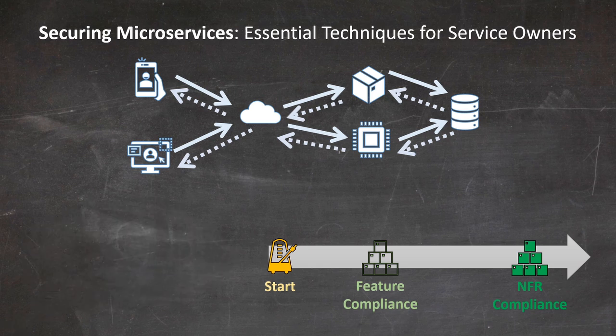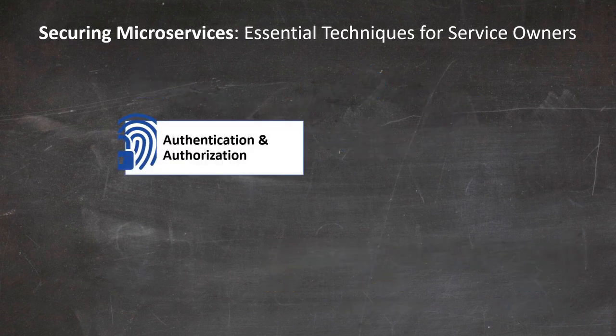In the next few minutes, we'll embark on a comprehensive exploration of key security techniques and mechanisms crucial for microservice owners. We'll start by diving into authentication and authorization, covering JSON Web Tokens, JWT, for secure, stateless authentication, and discussing how OAuth 2.0 and OpenID Connect can fortify your microservices.